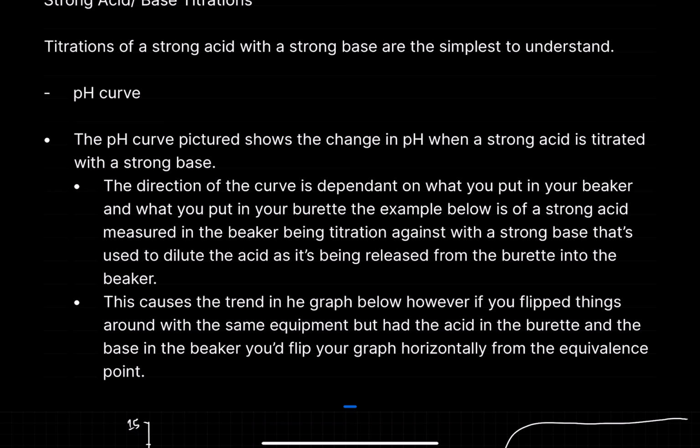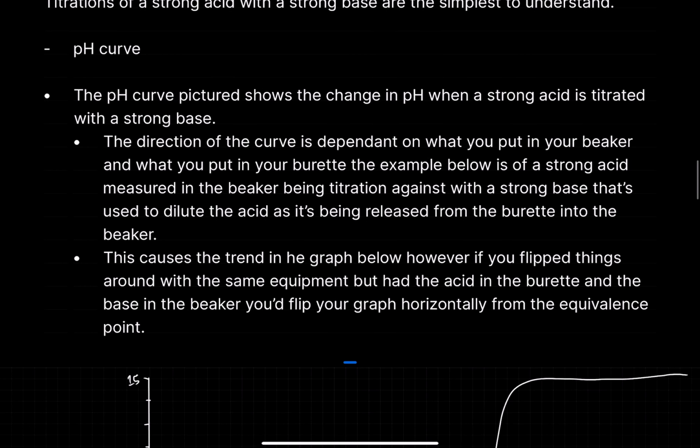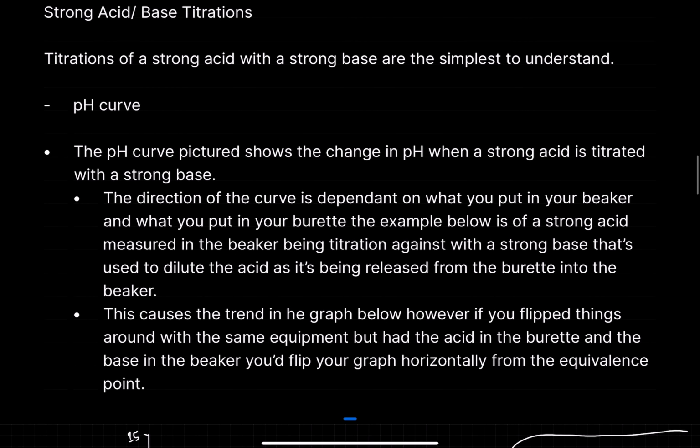your burette. The example below is of a strong acid measured in the beaker being titrated with a strong base. That's used to dilute the acid as it's being released from the burette into the beaker, and this causes the trend in the graph below. However, if you flip things around, with the same equipment but the acid in the burette and the base in the beaker, you just flip your graph horizontally from the equivalence point.